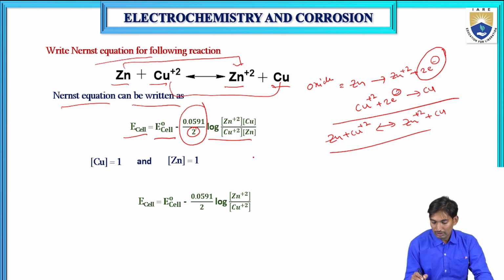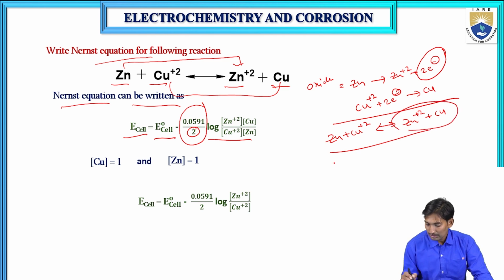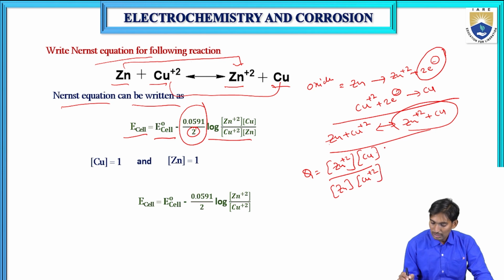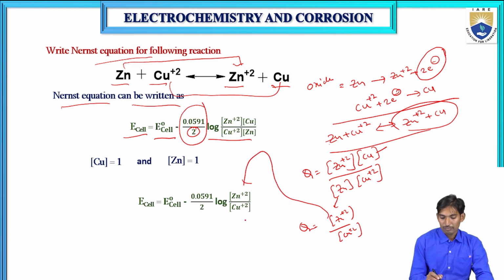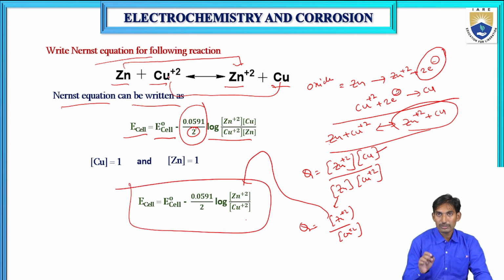So log of Q. Q is nothing but the concentration of product divided by the concentration of reactant. The concentration of product, Q, equals the concentration of zinc 2+ into the concentration of copper, divided by the concentration of zinc and the concentration of copper 2+. Copper and zinc are metals, so I am taking their concentration as 1. So Q becomes zinc 2+ over copper 2+. So instead of Q, I am writing zinc 2+ over copper 2+. This is the final Nernst equation for the zinc and copper reaction.